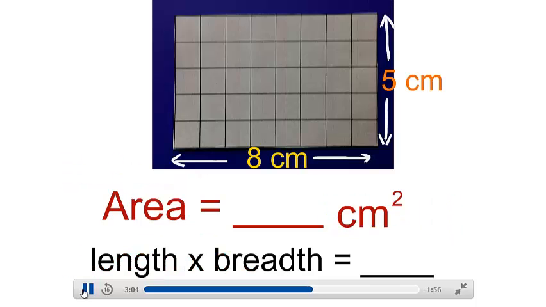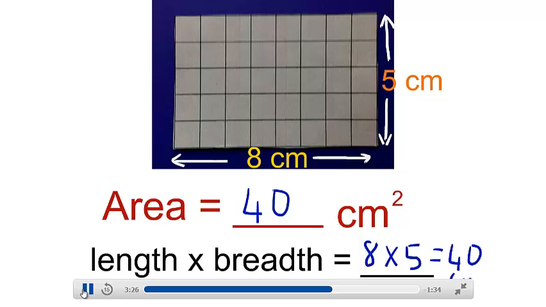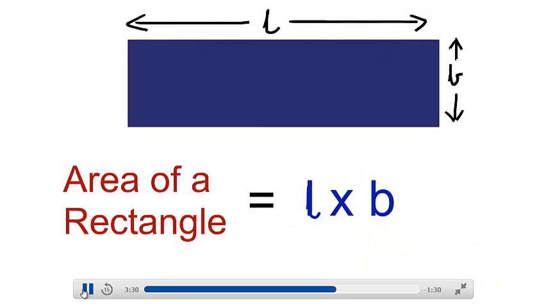Now, find the area of your rectangle by counting the area of the squares that make the rectangle. There are 40 squares. Therefore, the area is 40 centimeters square. What is the product of length into breadth? Is it not 8 into 5, which is 40 centimeters square? Can we say the area of a rectangle is the product of its length and breadth?